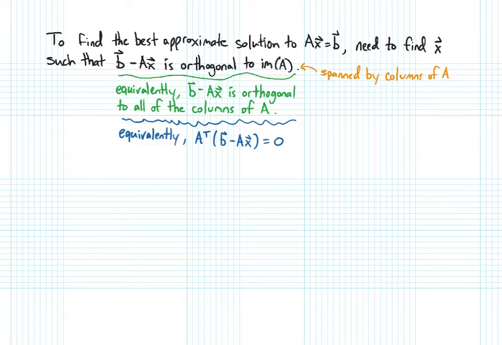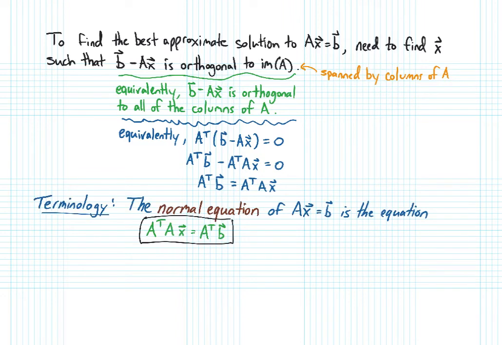Now this is the equation that we want, but we can rewrite it in a way which is a little bit more straightforward to solve. First of all, we can distribute over the parentheses, and then we can move the A transpose AX to the other side. And so then this is the equation that we want. So let's introduce a little bit of terminology. This equation, A transpose A times X is equal to A transpose B, is called the normal equation of AX equals B. And this is the equation that solves all of our problems.